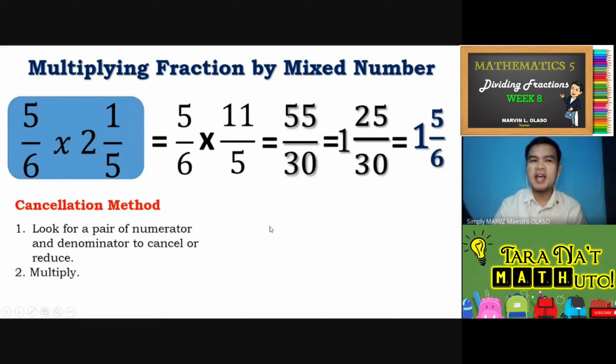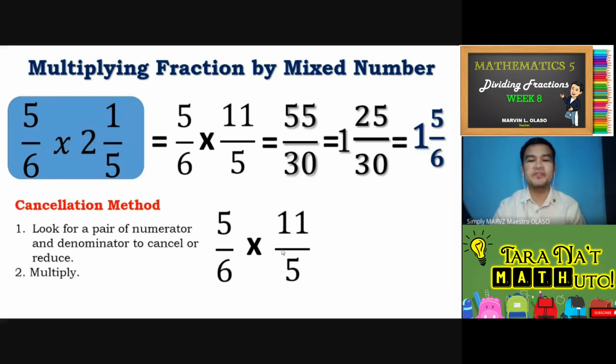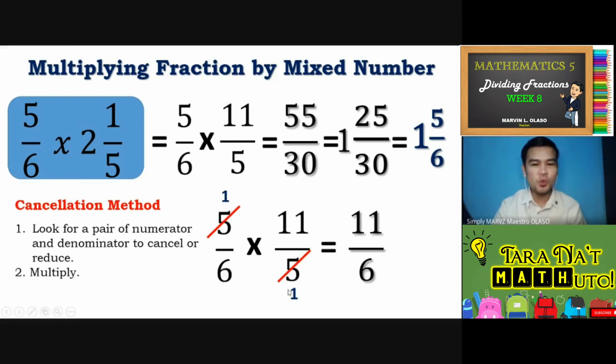Now, let us use the cancellation method. Again, if the given is mixed, change that to improper fraction. So we have 5/6 times 11/5. Let us use the cancellation method. Do we have a pair? Yes. Obviously, parehas na naman yung number. So divide by itself, 5 will become 1, 5 will become 1. Then multiply 1 times 11 equals 11. 6 times 1 equals 6.